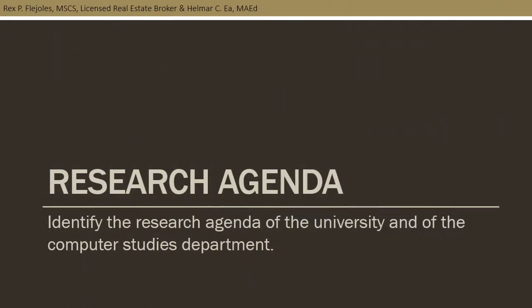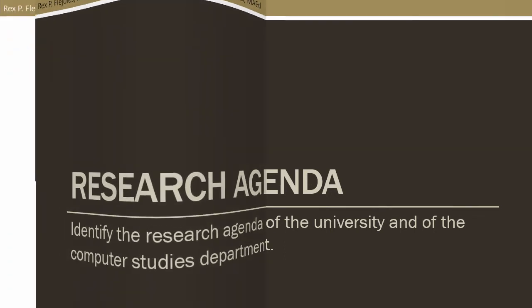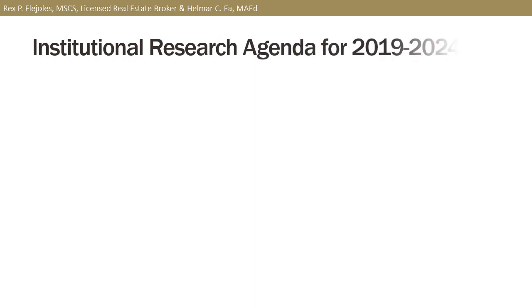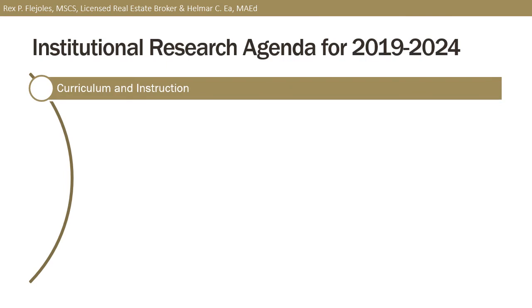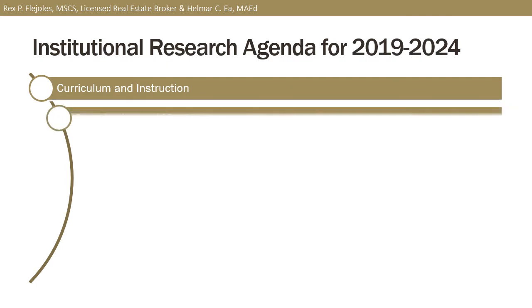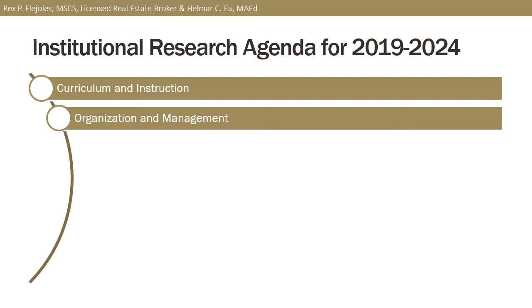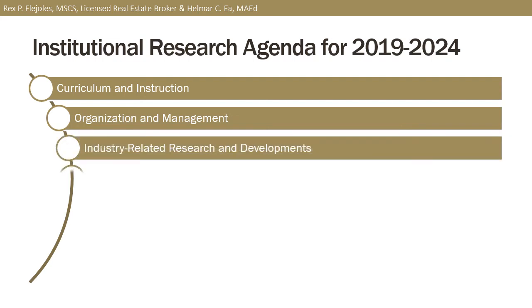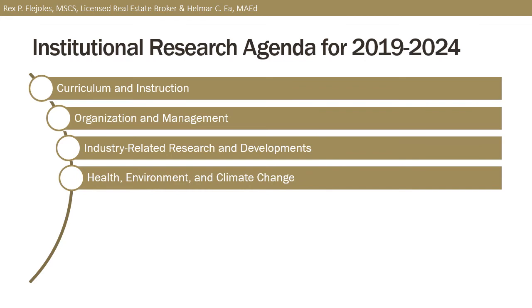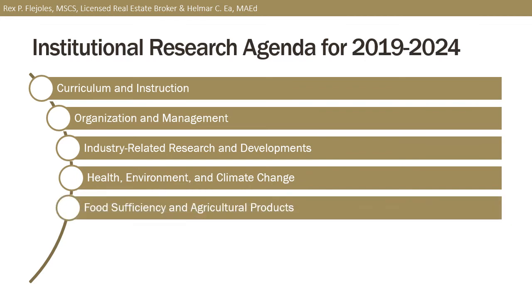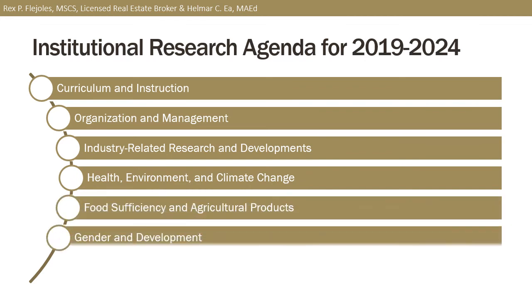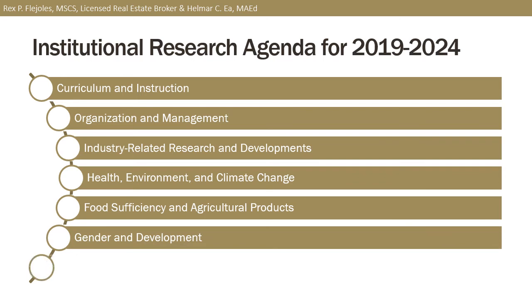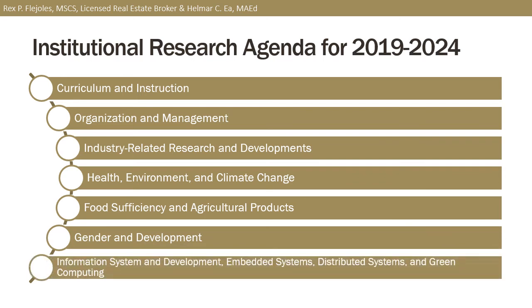Let's move on to research agenda. The following are the institutional research agenda of Iloilo Science and Technology University for 2019 to 2024. Curriculum and instruction, organization and management, industry-related research and developments, health, environment and climate change, food sufficiency and agricultural products, gender and development, and information system and development, embedded systems, distributed systems, and green computing.